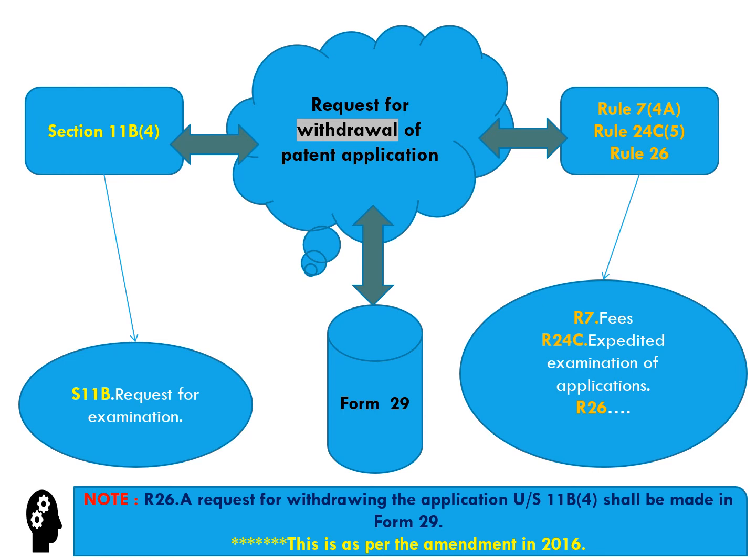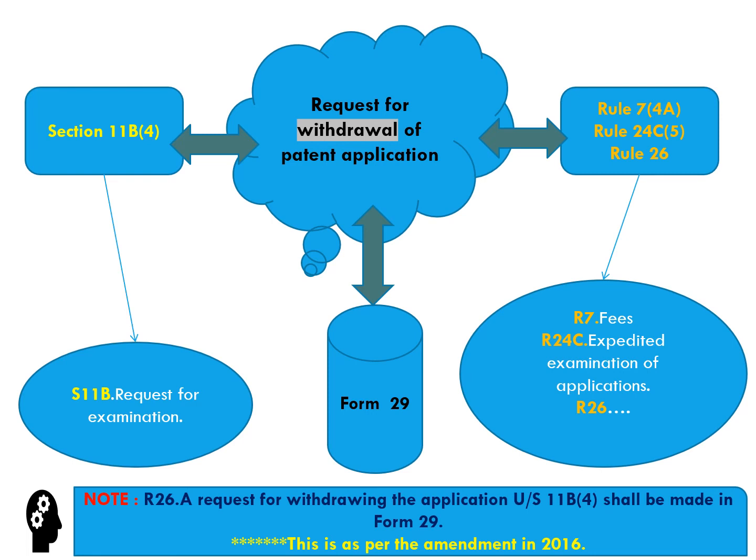Next one is Form number 29. The title is Request for Withdrawal of Patent Application. Section 11B subsection 4, Rule 7 subrule 4A, Rule 24C subrule 5 and Rule 26. Section 11B is about request for examination. Rule 7 is for fees. Rule 24C is expedited examination of applications. That means less time is required here, or a faster examination will be done than the actual time given. That means the examination has to be done in very less time.